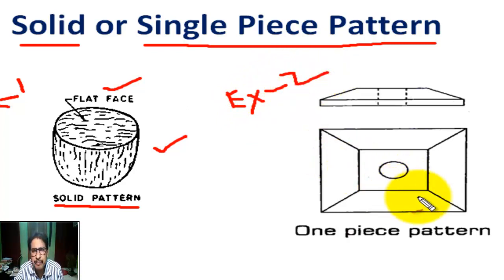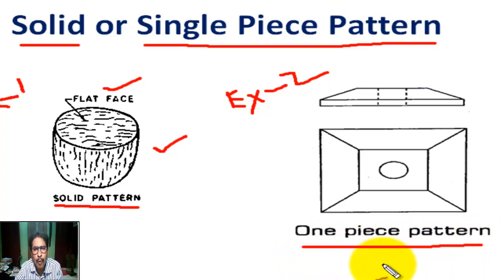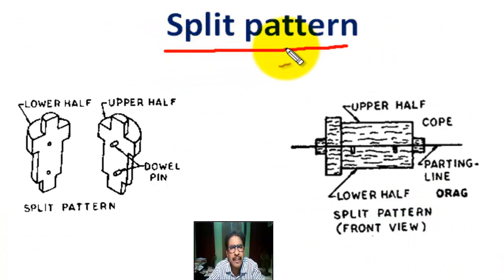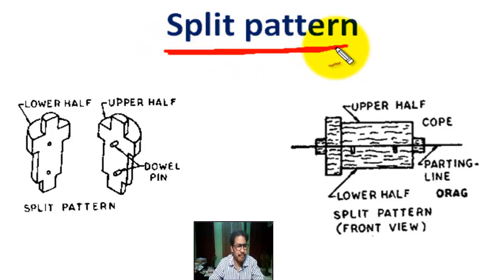This is the example 2. This is the front view. This is the top view. This is also the example of one piece pattern. There is no loose piece or joint. Okay. Now we learn split pattern. This is the example 1.